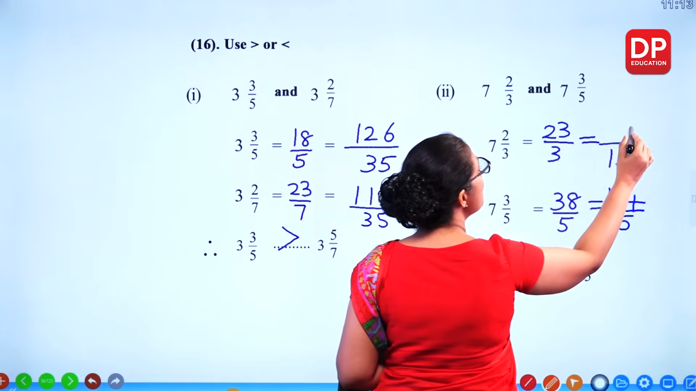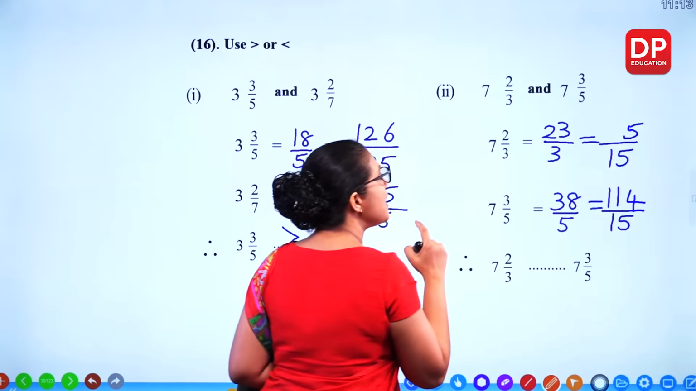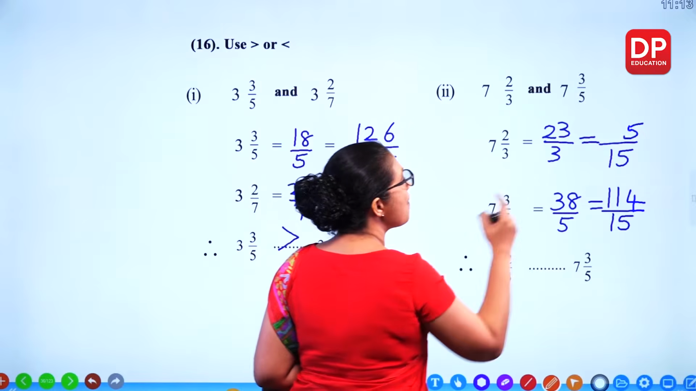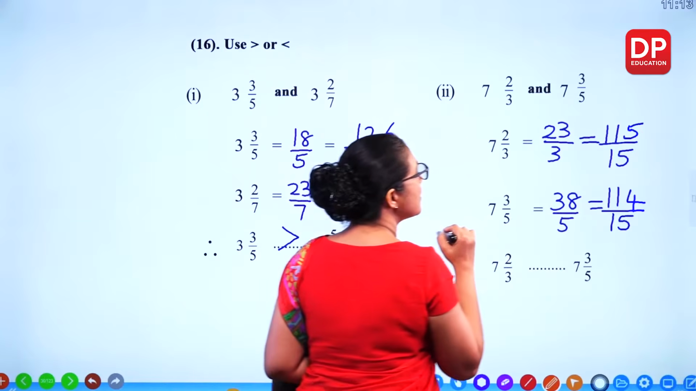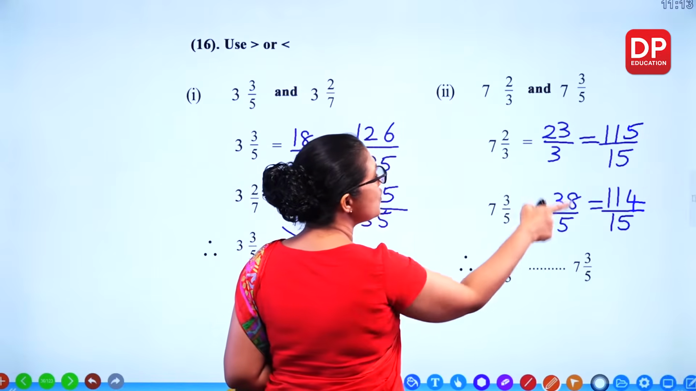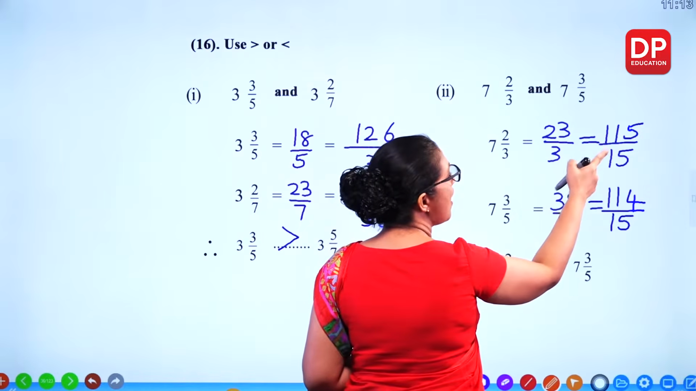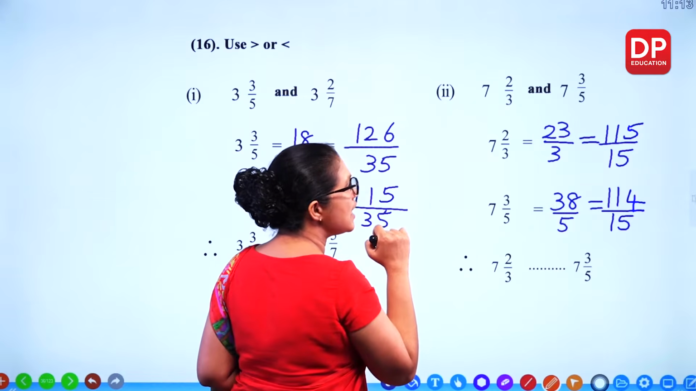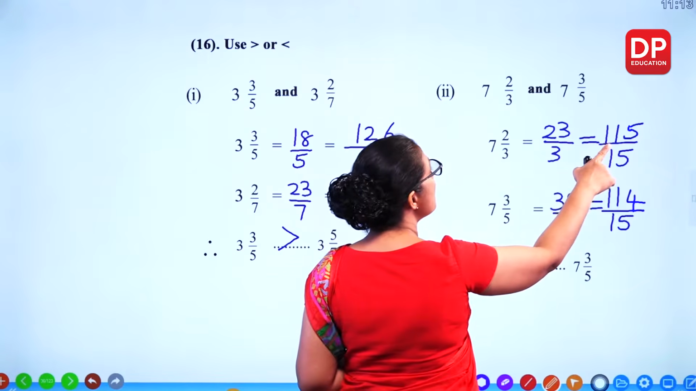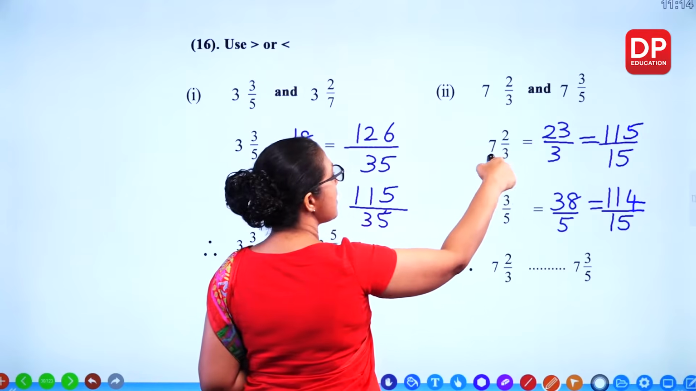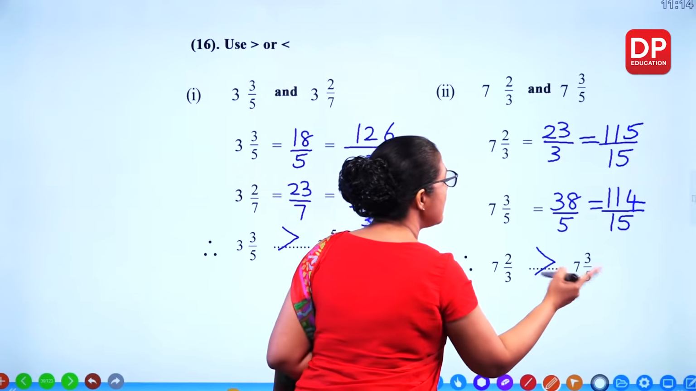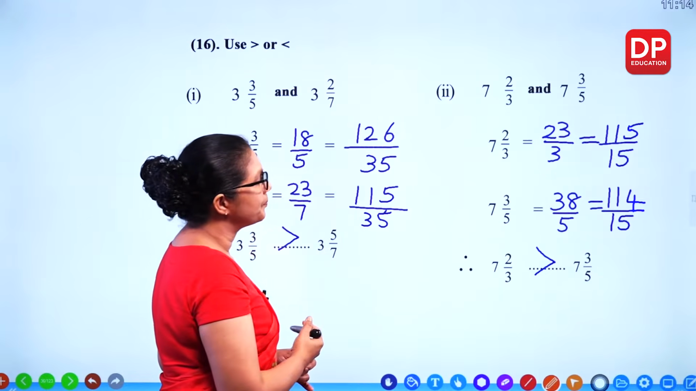Here multiplied by 5. 5 times 3, 15. 1 remaining. 5 times 2, 10. Plus 1, 11. Now you can compare these two. Which one is bigger, 115 or 114? 115 is bigger. That means this number is bigger than the other one.